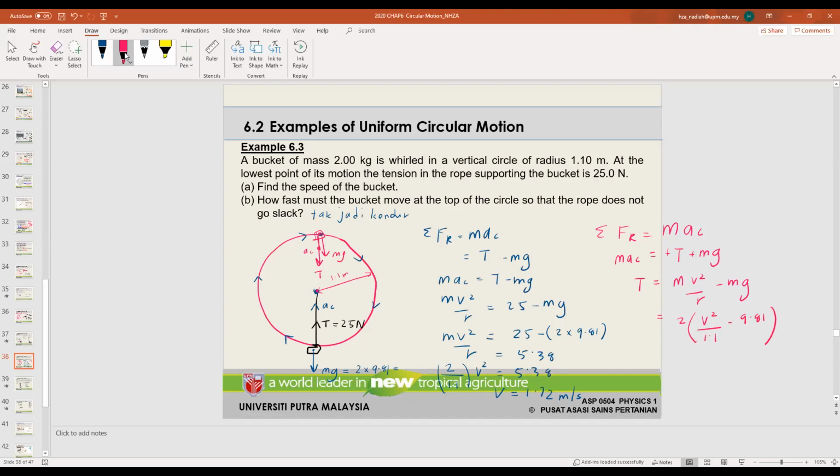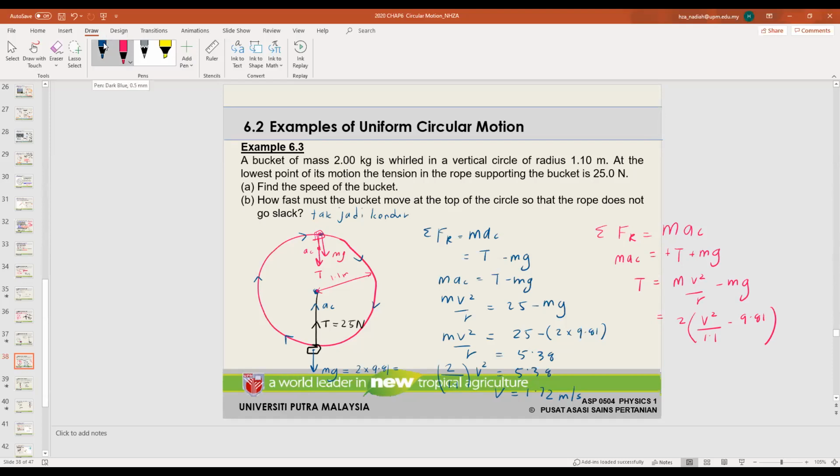Wait. So lowest point. Dia bukan sama ke doktor? Apa dia? Dia bukan sama. T dia bukan sama, T dia boleh sama ke? Tu saya tak tahu. How fast must the bucket move at the top of the circle so that the rope does not go slack? Does the T need to be equal? Actually, I don't know if the T is equal or not.